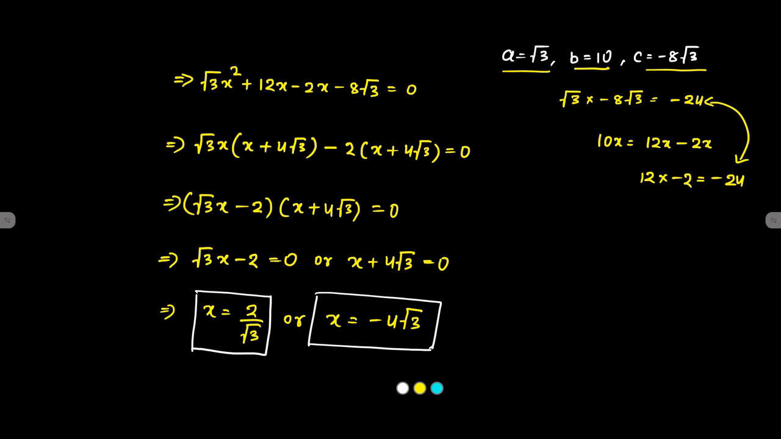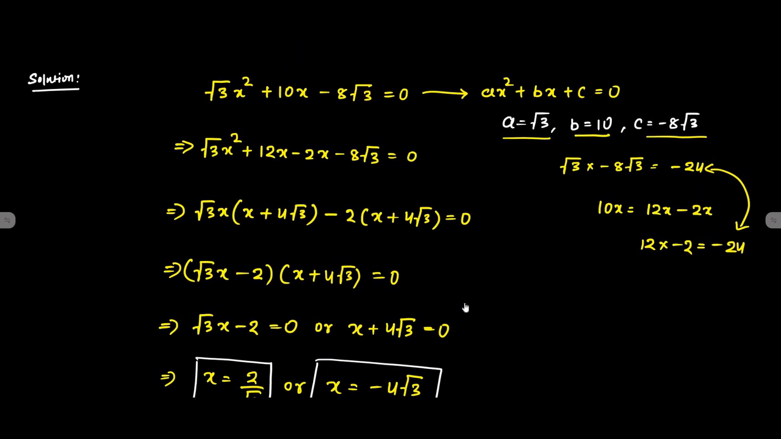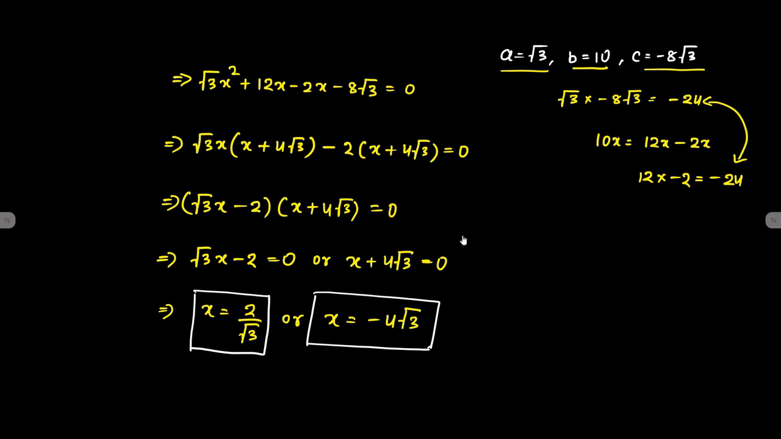Again, this equation was involving the square root format. So it can be a bit uneasy to get acquainted with these kinds of equations at first, but as you solve more and more questions related to square root type quadratic equations, you will get used to it. So here 2 by root 3 and minus 4 root 3 are the roots, the solutions of the quadratic equation.